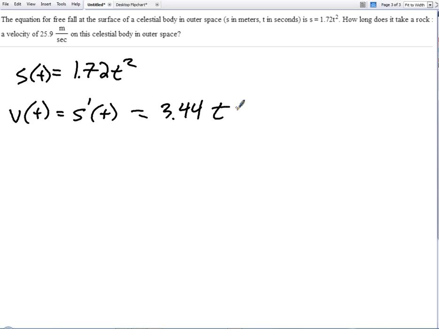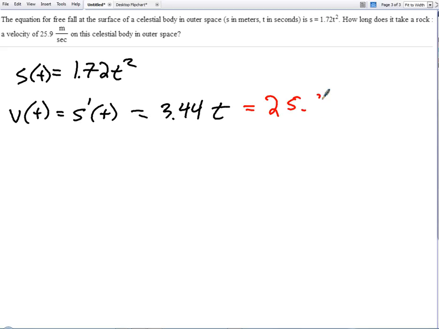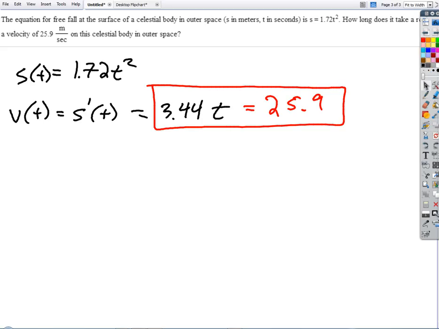If we want to know how long it takes the velocity to reach 25.9, what do I do? Okay, good. So we're going to set velocity, or s prime, same thing, equal to 25.9. So that amounts to this. We're just creating the equation: the velocity function equals 25.9. I'm solving for t. Okay?